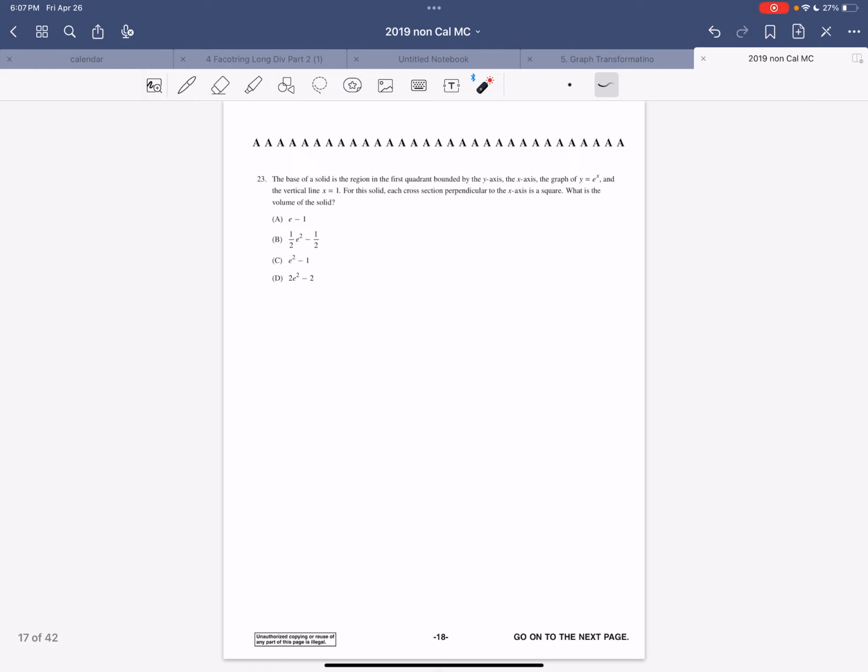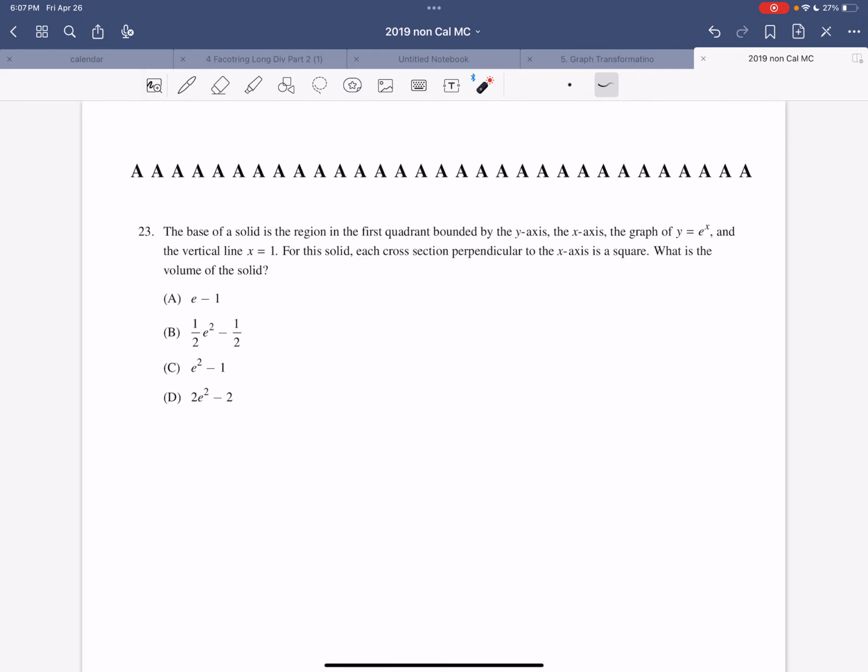So let's do question number 23. Oh my goodness, this is so. Now it's another one, something that Alejandro asked me questions about. So it's about a solid of the first quadrant. So we already know the boundaries. So it's going to be the first quadrant.